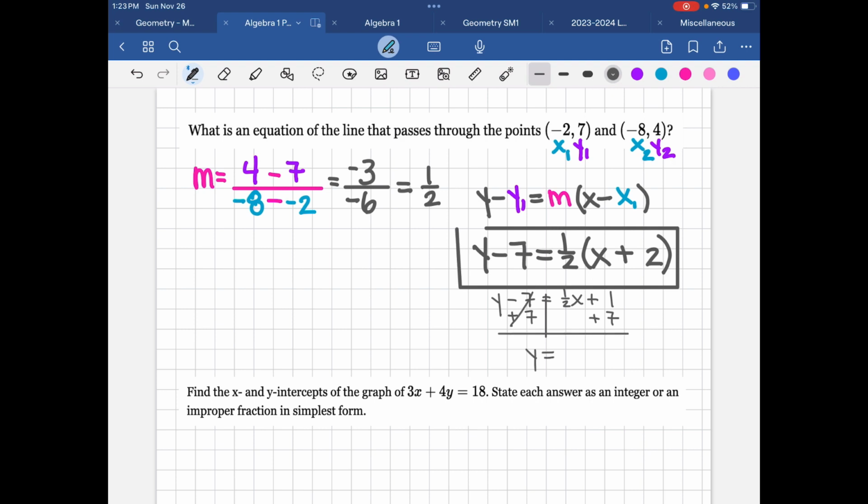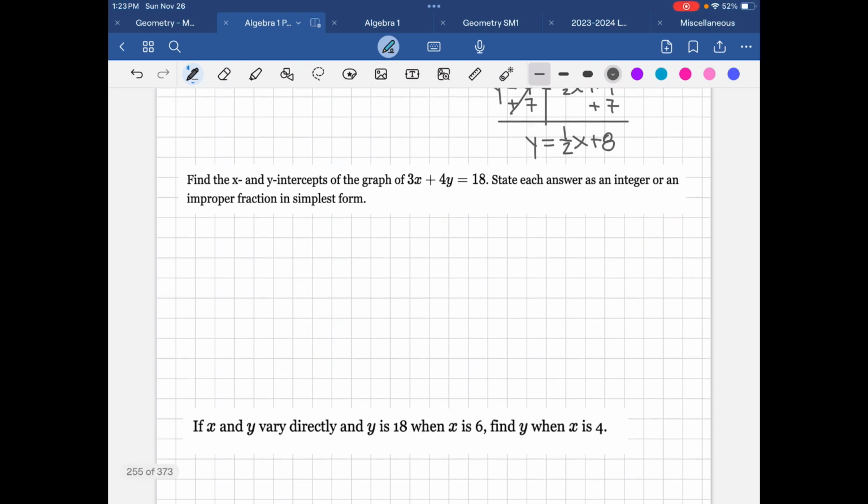So let me go ahead and show you that. The first thing I did was I distributed and multiplied 1/2 to x and 1/2 to 2. Half of 2 is, of course, 1. And then I went ahead and moved the 7 to the other side by doing its opposite. And that would give me my y equals mx plus b answer, only if Delta Math asks for it.